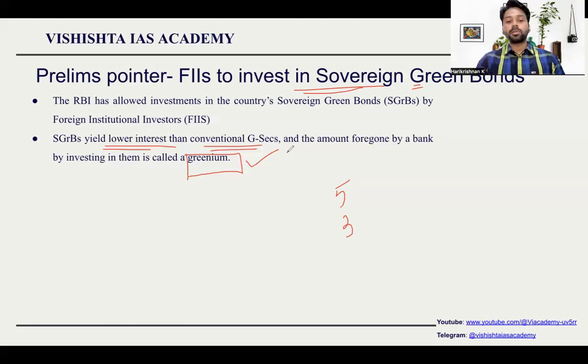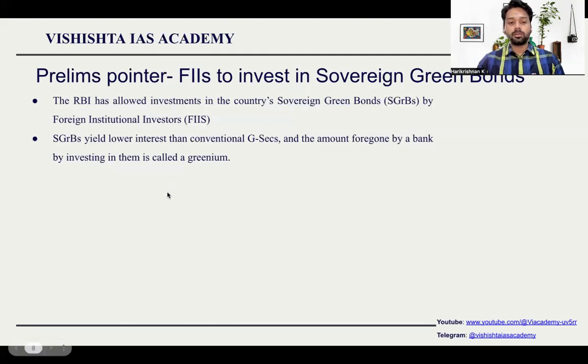People think that it is not beneficial. Why would people invest in this? But they do invest because last time when the government opened sovereign green bonds, they were completely oversubscribed. Too many subscriptions happened. So it is a very good measure. So recently the government has said even foreign institutional investors can invest in sovereign green bonds.